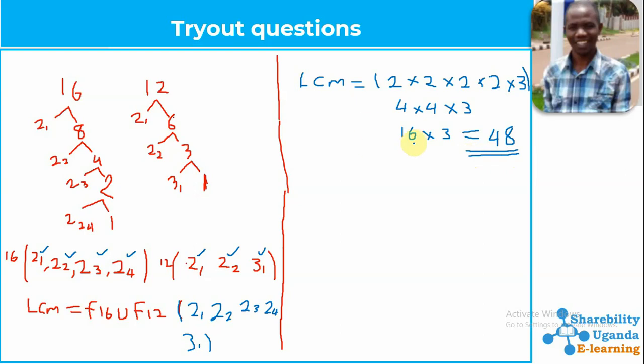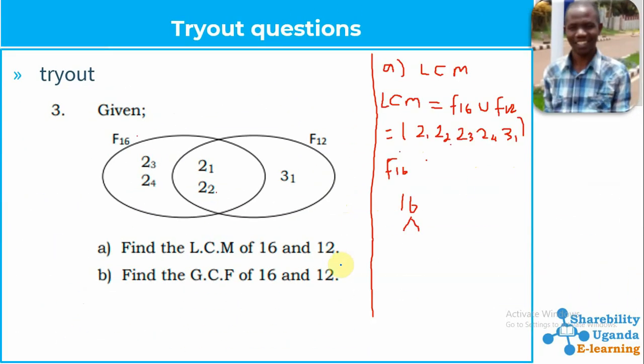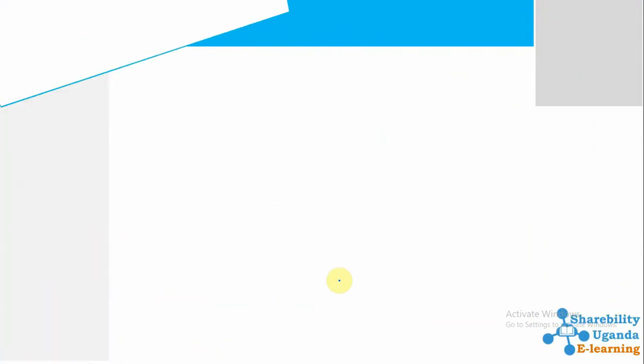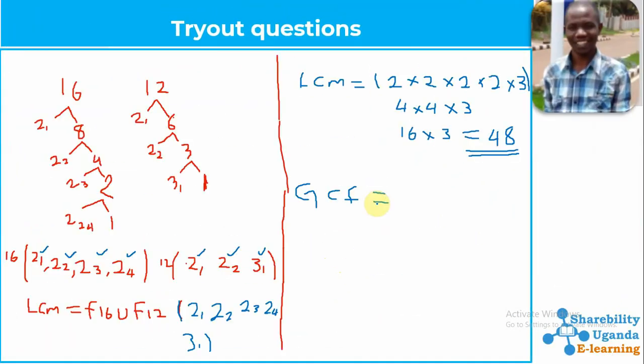Using prime factorization. Our other question was looking at the greatest common factor. For us to get the greatest common factor, as they say here, find the greatest common factor of 16 and 12.